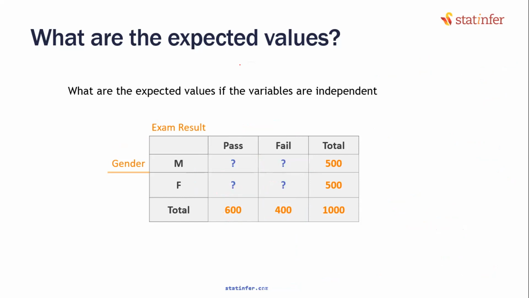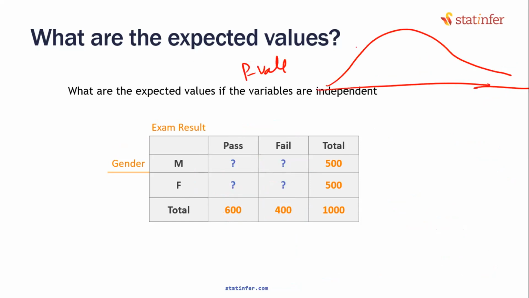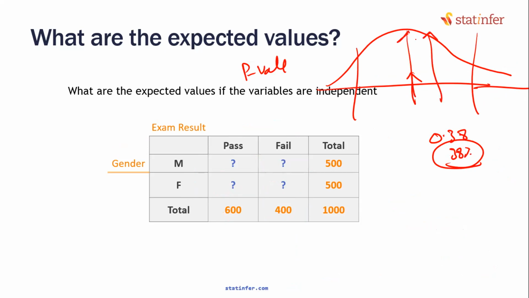As soon as I say p-value, what should you imagine? P-value and then 0.38. Close by or far away? 38% is the p-value. Close by or far away? Close by. Close by should come into the picture. Close by means what? Accept or reject?